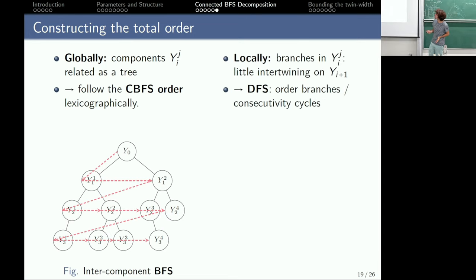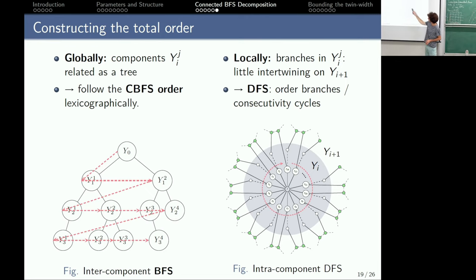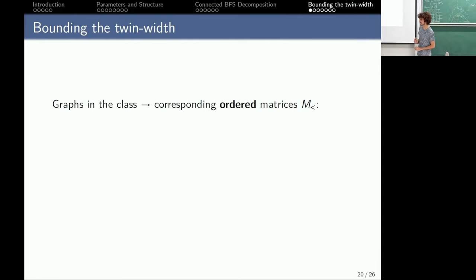And locally, the branches at yi in any of the components intertwine a little, using vertices in the bottom layer, as we have seen in the previous slide. So we take a DFS on each of those that follows the cycles that we have shown exist. At any point during yi, during your DFS, when you have a choice to make, you follow the cycle. And so this gives you an order of everything. And now we want to say that this forbids grid minors. It will reduce quite quickly to something simpler.